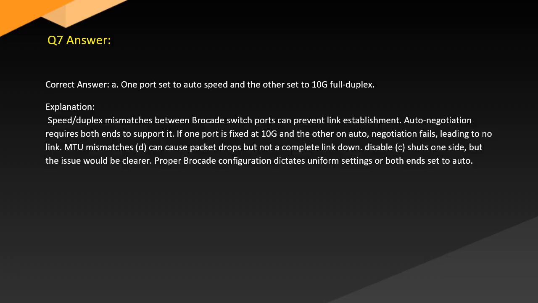MTU mismatches, D, can cause packet drops but not a complete link down. Disable, C, shuts one side, but the issue would be clearer. Proper Brocade configuration dictates uniform settings or both ends set to auto.